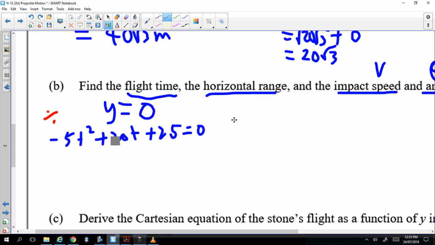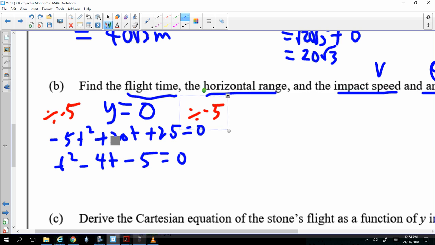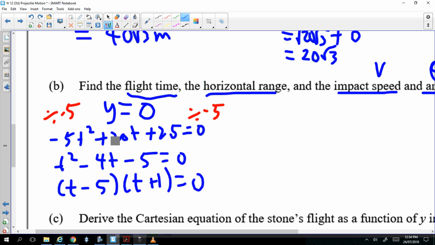And then find the horizontal range. So x equal to 20√3t. Replace the t by 5. So that tells you how far you travel after 5 seconds, which is 100√3 meters.